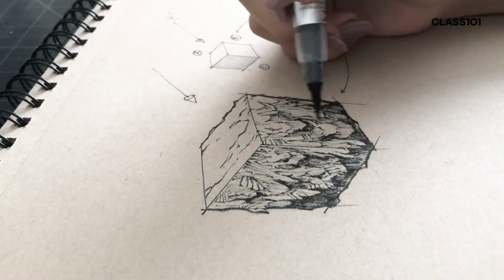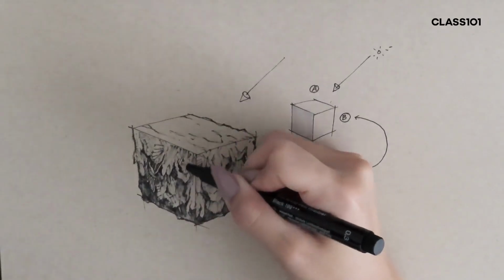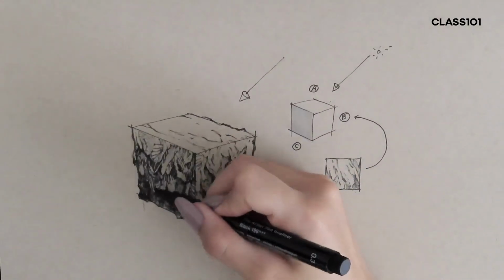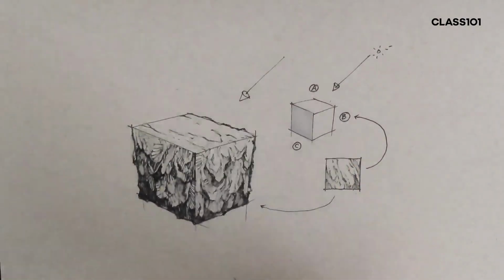Now that I've developed plane B a bit, I can go back into the darkest plane to push these values even darker. You want to see a clear difference between plane B and plane C.